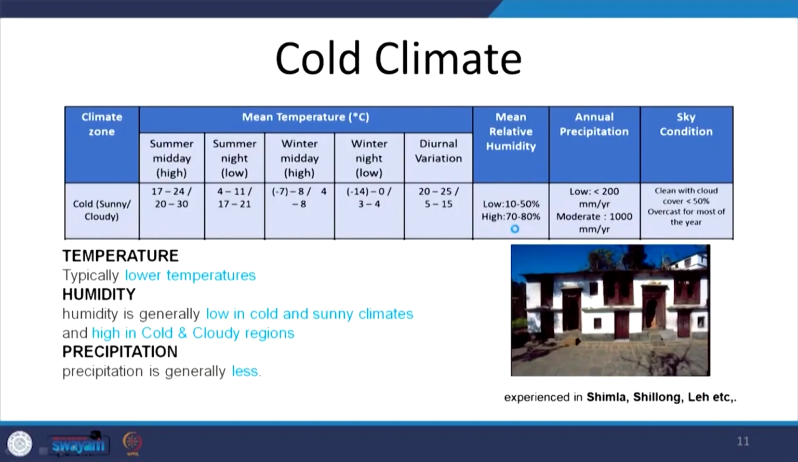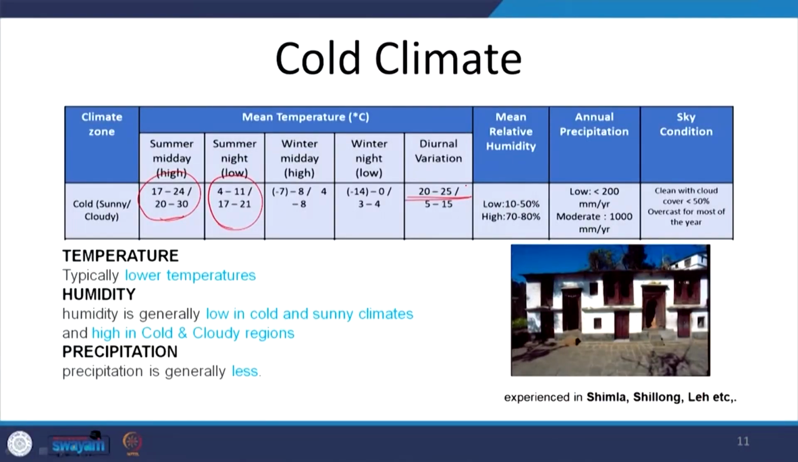The cold climate is predominantly cold, and the summer midday high temperatures fall within the comfortable range, while the summer night temperatures may also get cold. So, we are looking at around 4 to 11 degrees centigrade, which is cold. So, summer nights may become extremely cold, and that results in a very high diurnal variation. We are also looking at winter midday high temperatures which may be sub-zero, less than 0, and winter night temperatures which are further low.